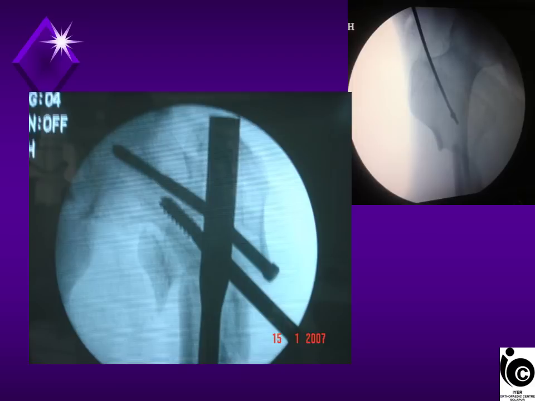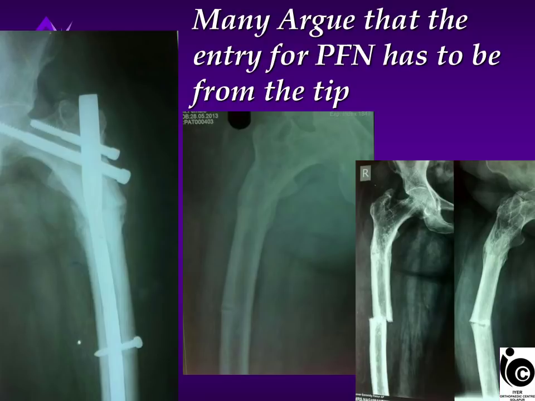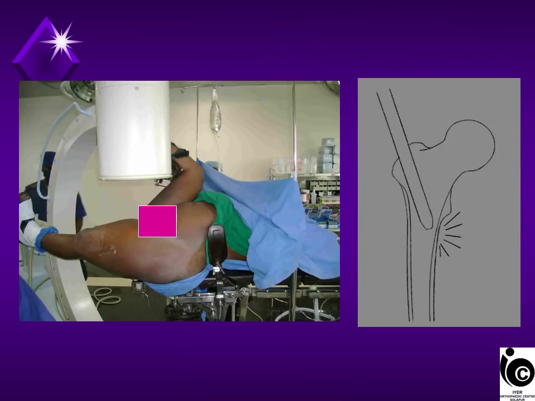Again, a guide wire has been passed medially, leading to varus at the fracture site. Though in this case the fracture has united, the entry is wrong. You can see it is lateral to the greater trochanter, not even from the tip, it has been taken. There is varus at the fracture site. After the implants were removed, the patient had a pathological fracture due to non-biological stresses on the hip.